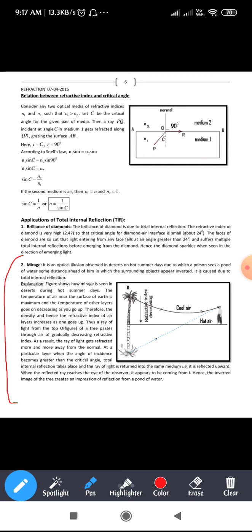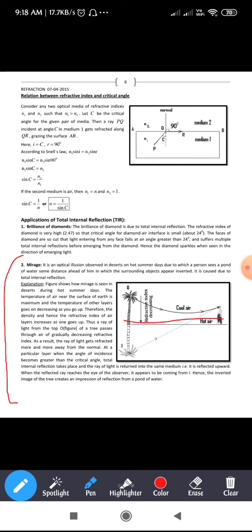Thus, the ray of light which is coming from the top of the tree, which you can see in the figure here, where O denotes the object, that is the tree, passes through the different layers of air. When it passes through the different layers of air, it gradually moves in a decreasing refractive index. So see here, I'll just show.